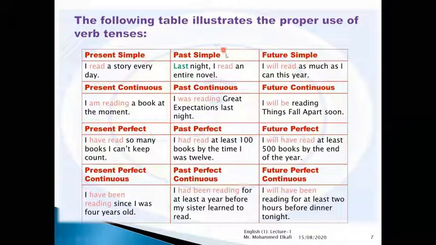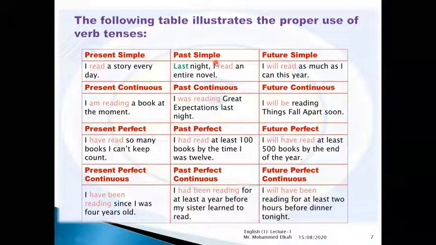The second type of tenses is past. And here we have the past simple form. What does the past simple tell us about? Some action that happened and finished in the past time, maybe yesterday, before now, maybe last week.